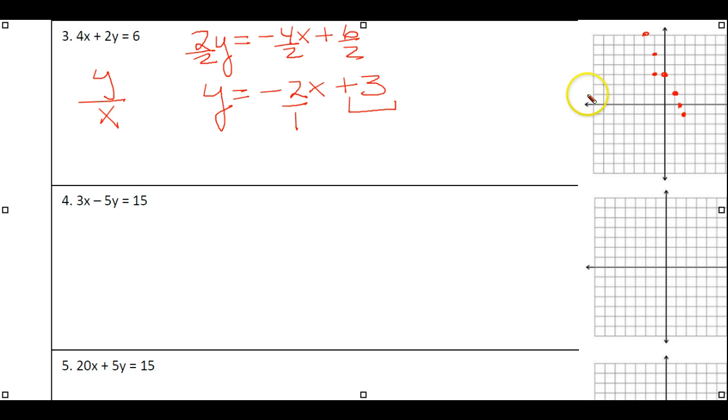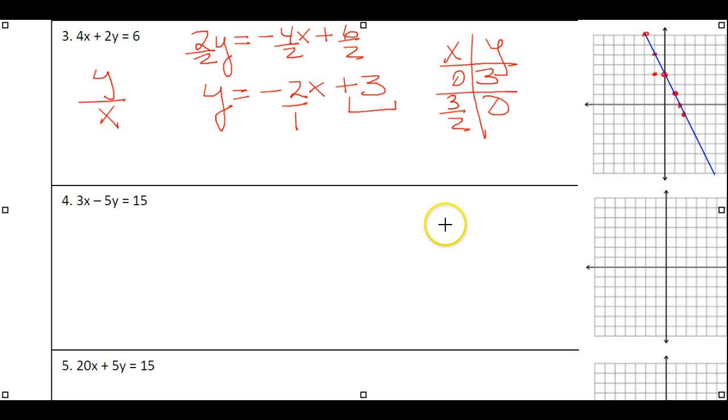So you see, there's my x-intercept right there, which is 3 halves, if you use that little x and y-intercept T-chart. If x is 0, y is 3. See, that's our y-intercept right there. And if y is 0, this is going to be 3 halves. As I divide both sides by 4 here, I get 6 over 4, which is 3 halves, which is right there, 1 and a half. So I have a number of points. I'm going to take my line tool, and there's my graph.